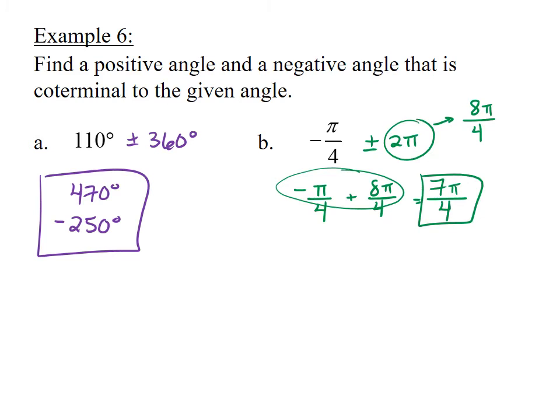We're going to do the same type of thing, but now we are going to subtract 2 pi. And 2 pi is the same thing as 8 pi over 4. I keep that common denominator of 4. Negative 1 pi minus 8 pi is a negative 9 pi over 4. So here I have a positive and negative angle that is coterminal to negative pi over 4.